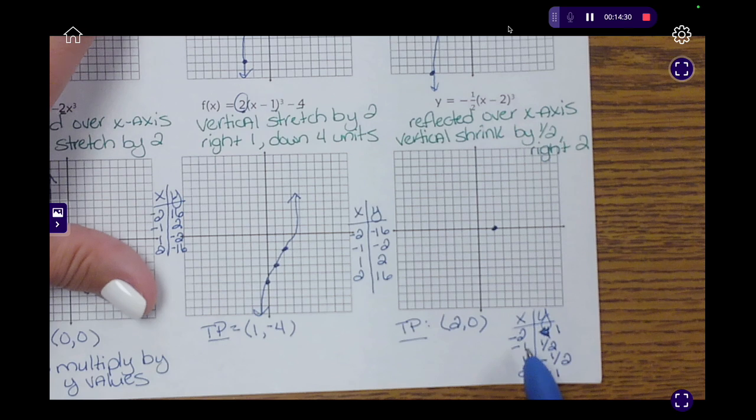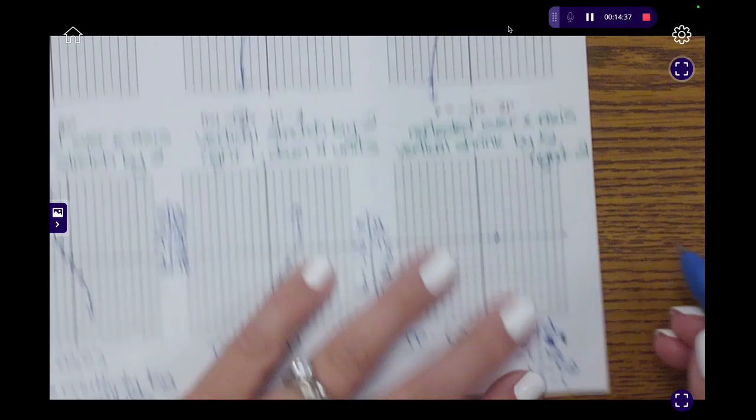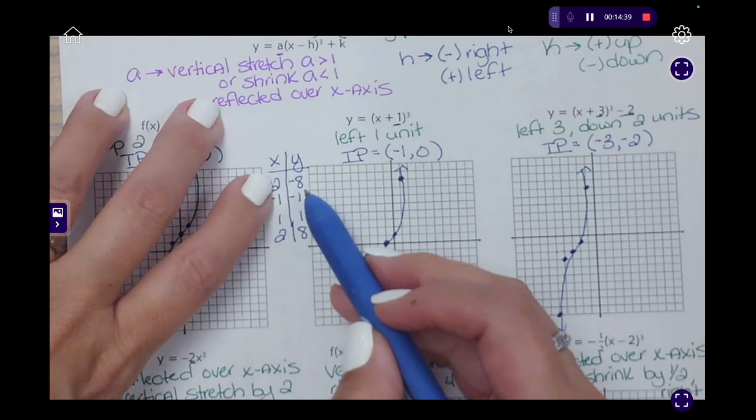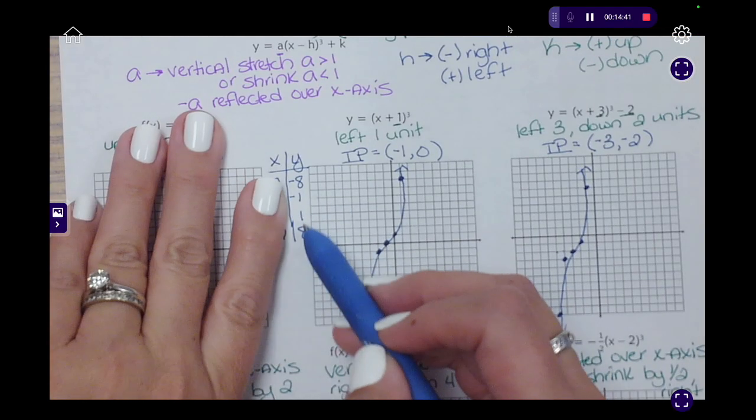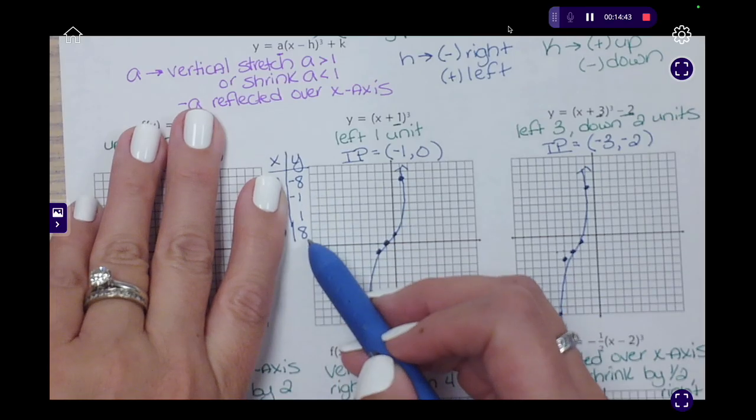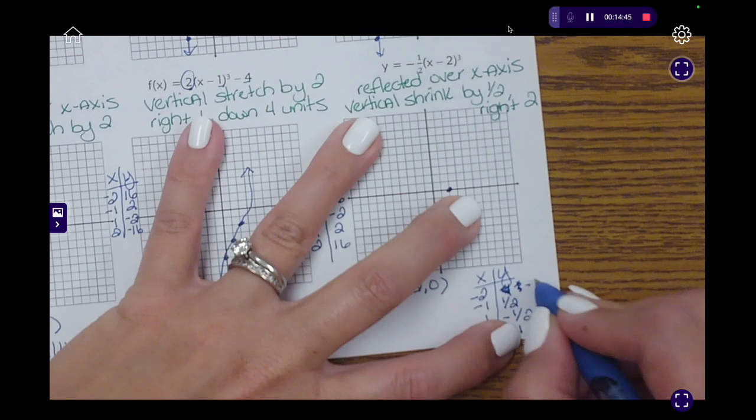Sorry, okay, I was getting my x's and y's confused. So I am multiplying these by -1/2. So -8 times -1/2 does give me a +4. So I had it right the first time.